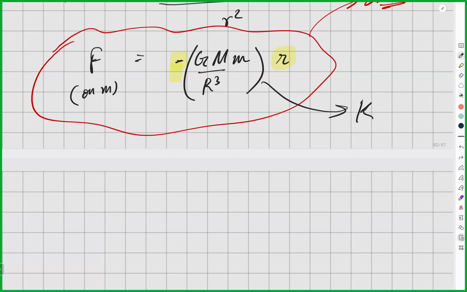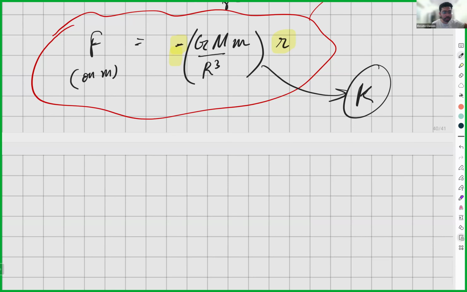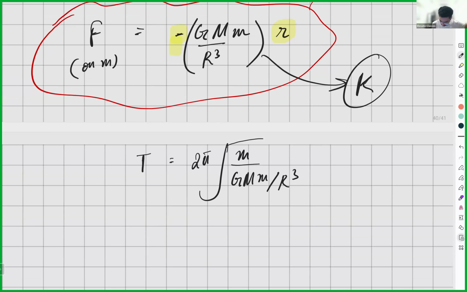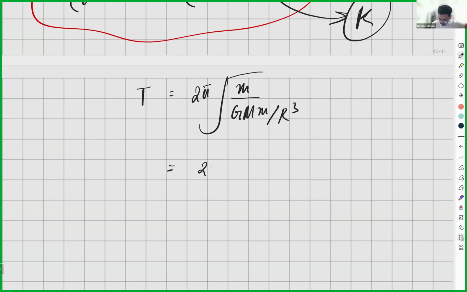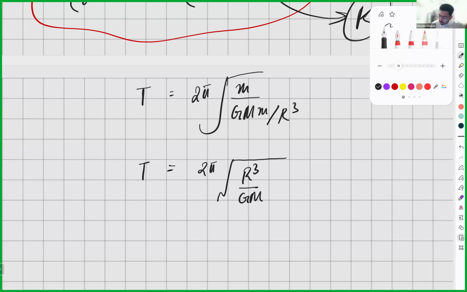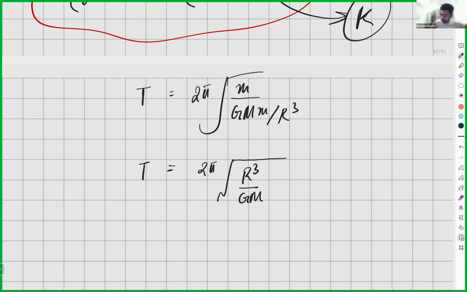Then this is the k. Okay, k comes out, so then the time period will come out. Time period is 2 pi under root m by k, right? So m divided by k, g, this thing. So it becomes 2 pi under root r cube by gm. So it is not depending on the mass of the small sphere. It is not depending on the small m. These two conclusions are there.